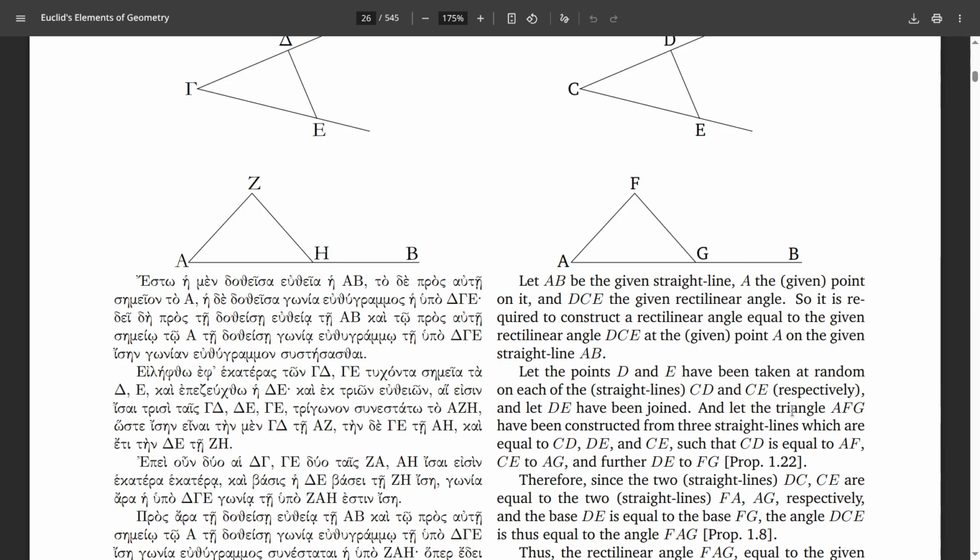So we start with a given line AB, right? Let's just pick this as a straight line. And then we're going to have A be the point on it. So put A right here. Not anything too complicated.